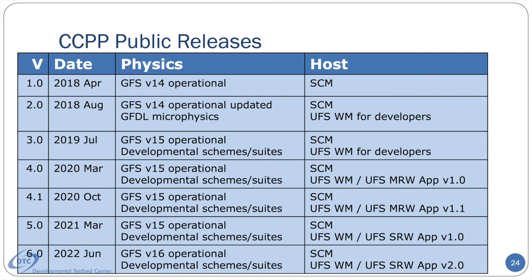The first three releases officially were with a single column model only, yet versions 2 and 3 worked with developmental branches of the FV3 code on GitHub. Version 4, released in 2020, was the first to be publicly released alongside the FV3 via the UFS Medium Range Weather App version 1 release. Version 4.1 included mainly bug fixes and support for Python 3. Version 5 was released alongside the UFS Short Range Weather App version 1 release. Version 6 was released in conjunction with the UFS Short Range Weather App version 2.